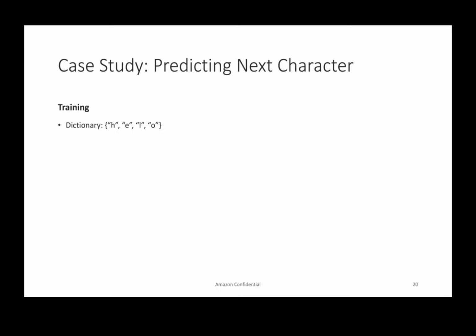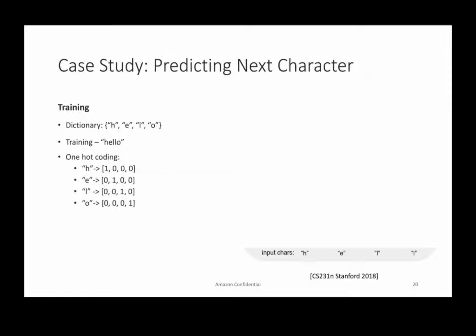So we will take a small example here: how do you predict the next letter, the next character in a word, and how can you do that? Our training data will be the word hello, and we will do a one-hot encoding to denote which letter is incoming, so these letters are represented as one-hot encoded.